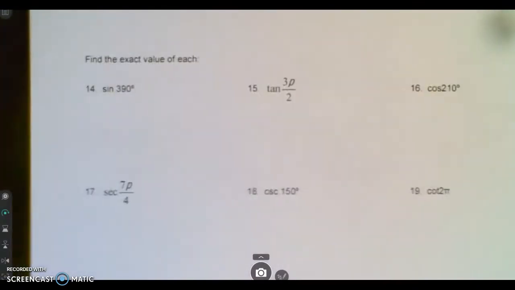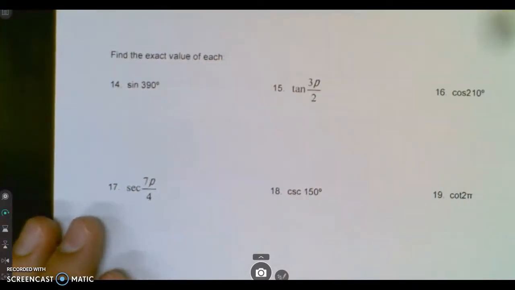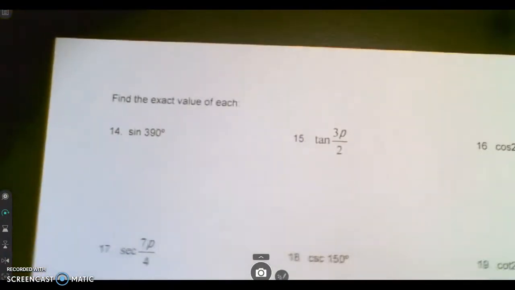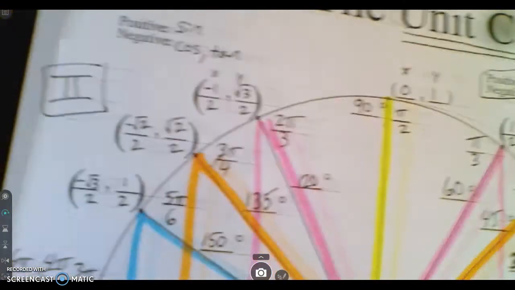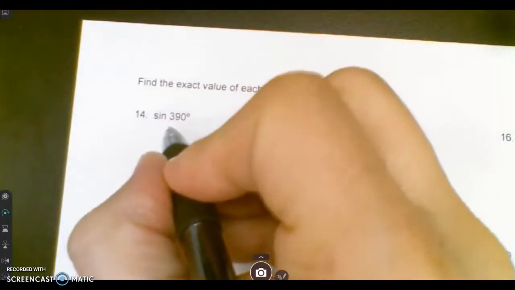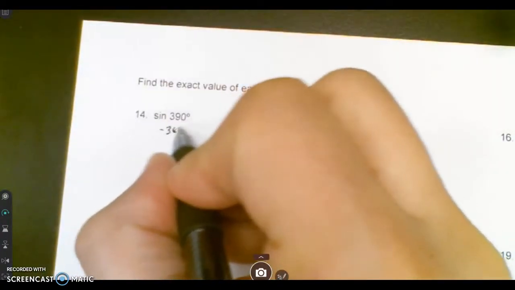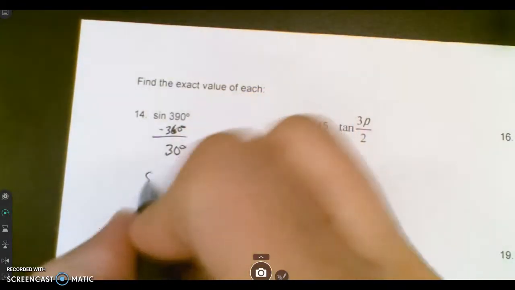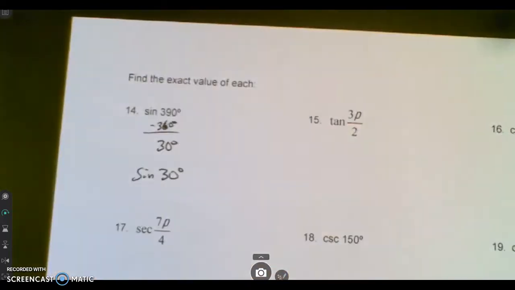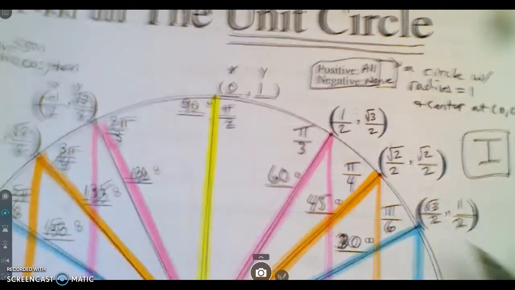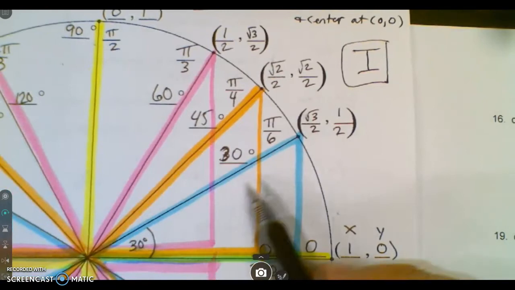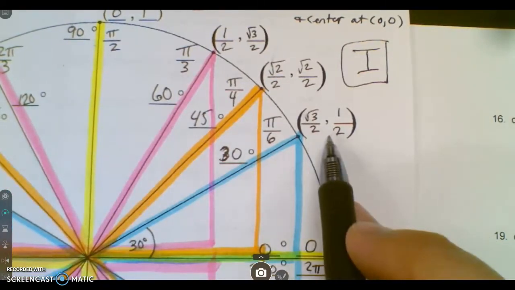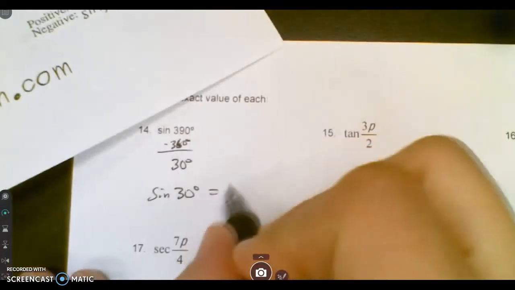Now we're getting to find the exact value of each. That means you're not typing it in your calculator. You're going to your unit circle. So if you say 390, I'm like, what's 390? But if I take 360 away, I know that this is really just asking what is sine of 30. So I go to my unit circle, handy dandy unit circle. I go to my 30-degree sprout here, which is blue, and I have to remember which one of these is sine. And I hope you've done it enough. Sine is the y part.